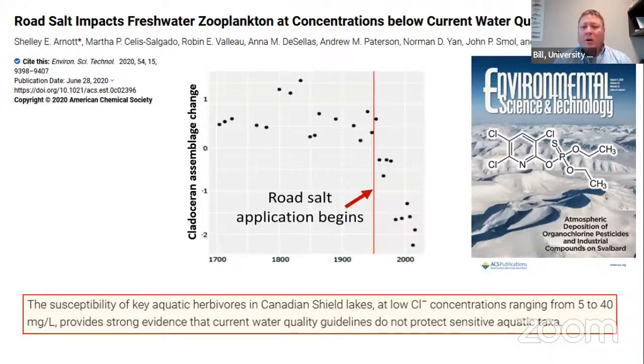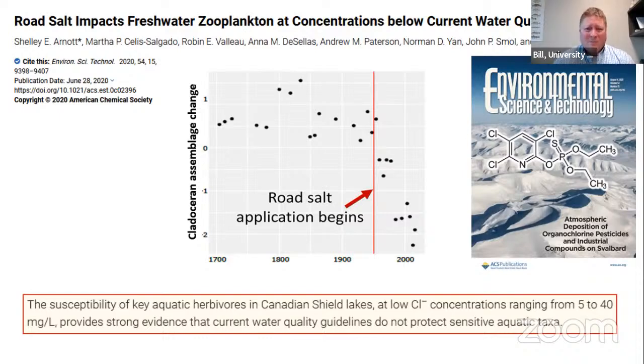Our group, and a lot of research groups, are finding that low concentrations of salt can trigger pretty substantial ecological changes. And I'd like to give a shout out to Dr. Shelley Arnott's group at Queen's University in Canada, who has come out with a great series of papers showing that at concentrations ranging from about 4 to 40 milligrams of chloride per liter, you can see a pretty noticeable change in zooplankton communities. And those are really low concentrations. So it is a bit alarming, no doubt.